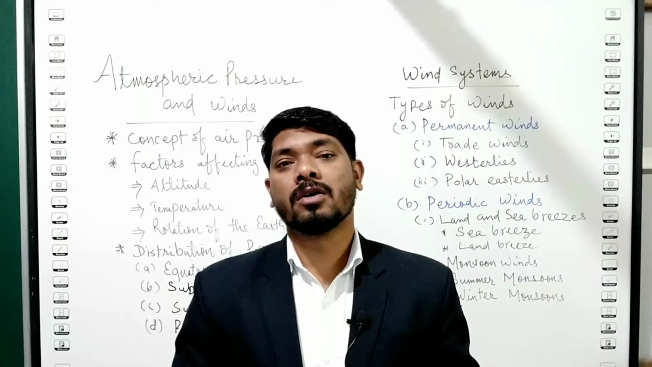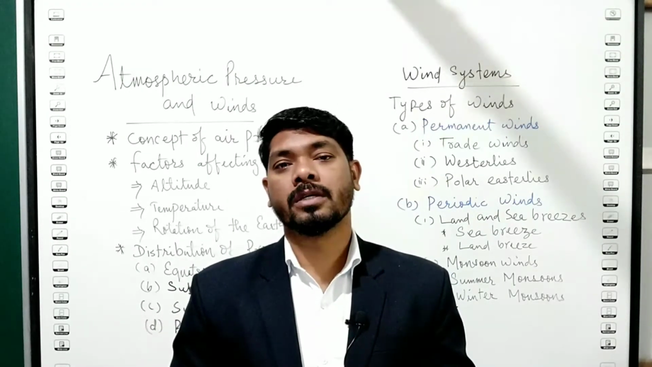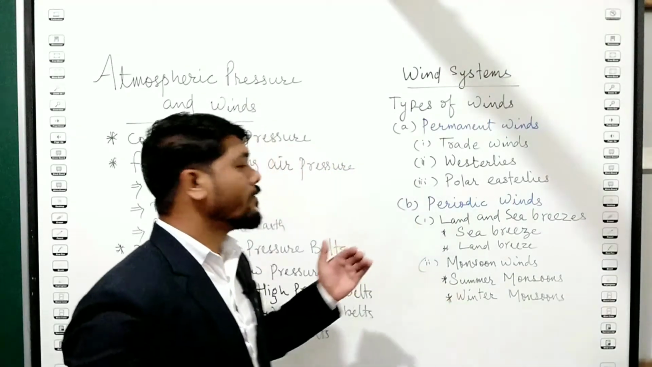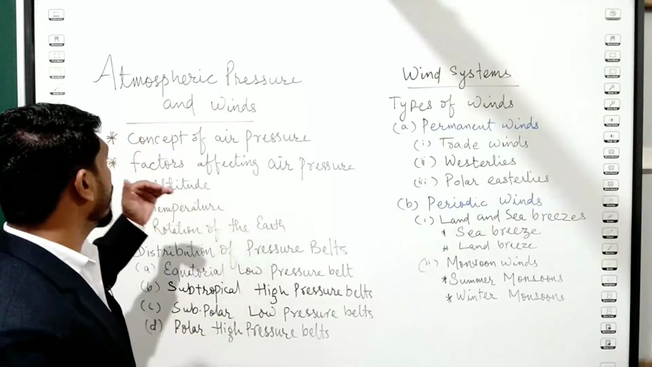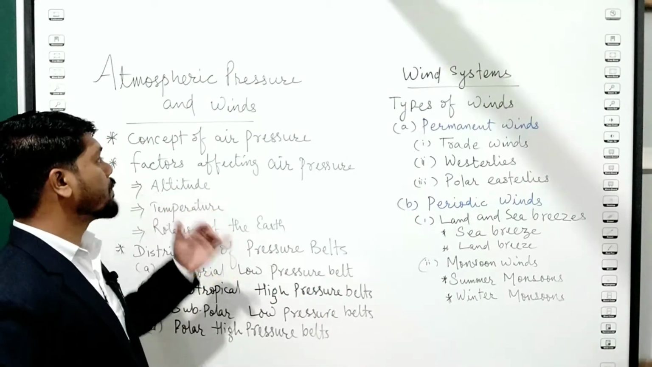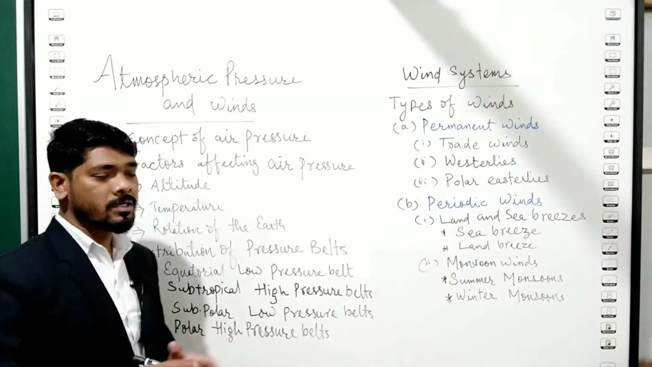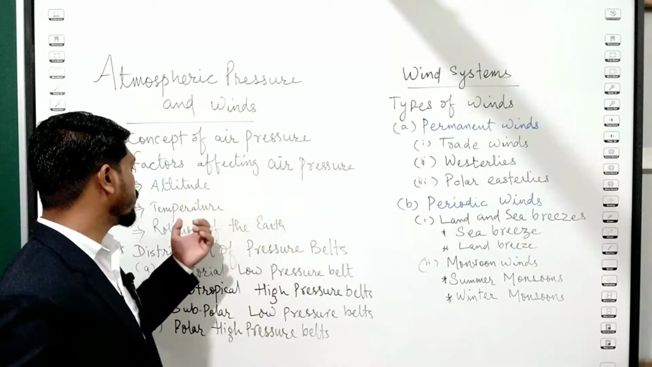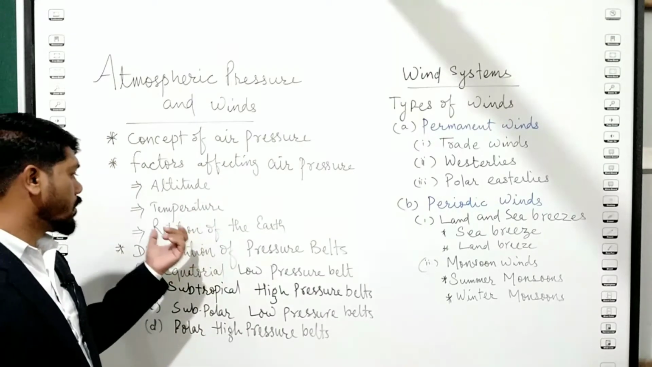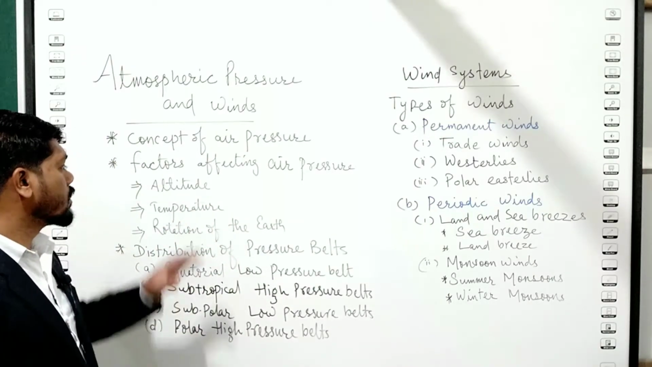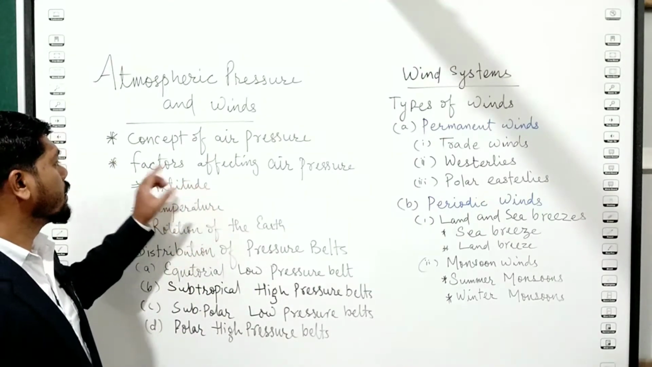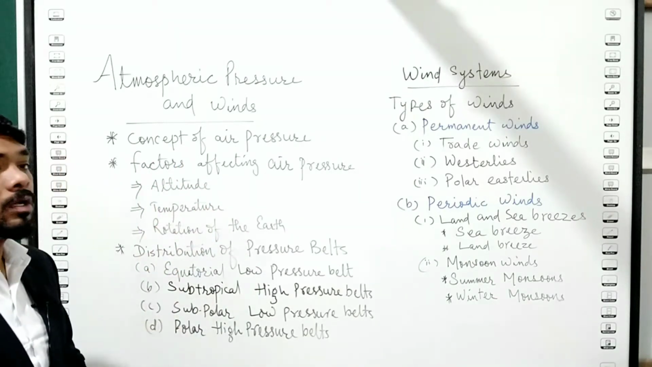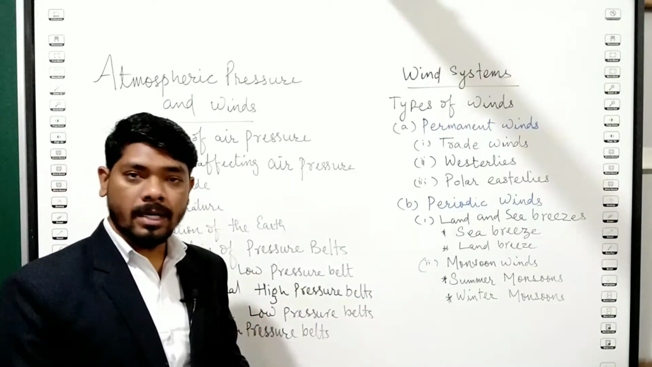We were discussing atmospheric pressure and winds. We have discussed the concept of air pressure. We have also discussed the factors affecting air pressure, that is altitude, temperature, and rotation of the earth. These are the three factors which affect the air pressure. And then we also discussed the distribution of pressure belts.